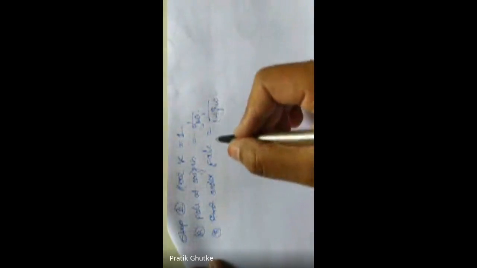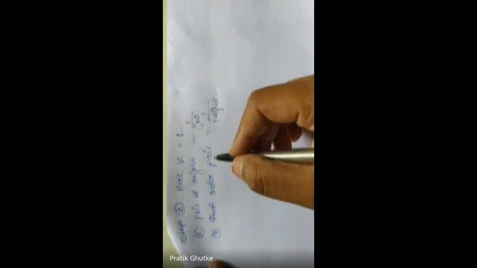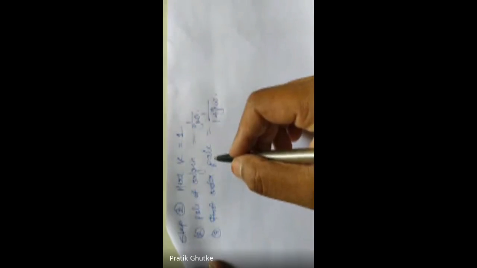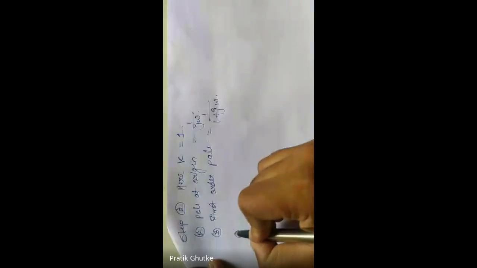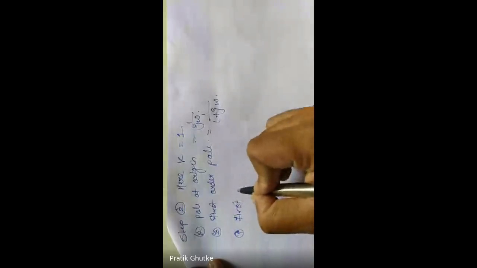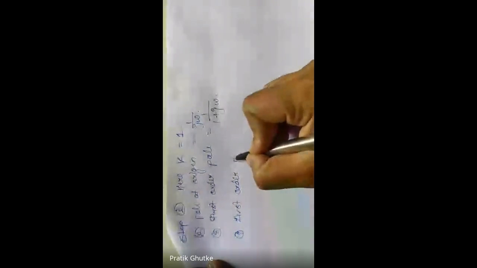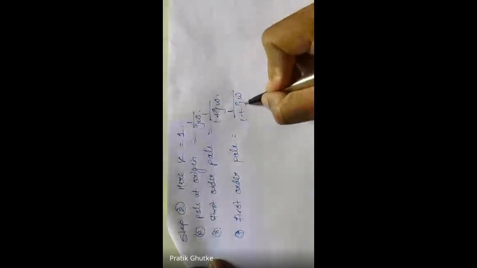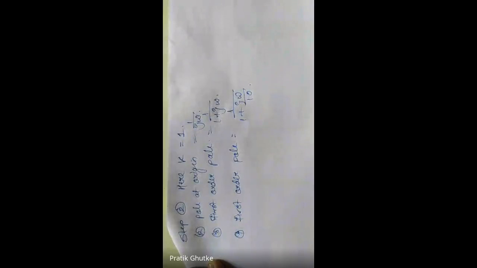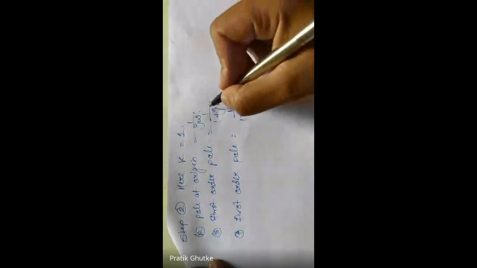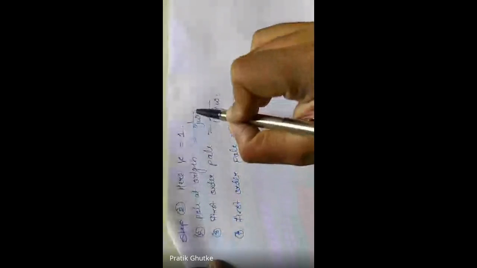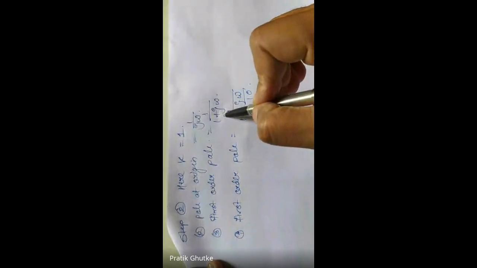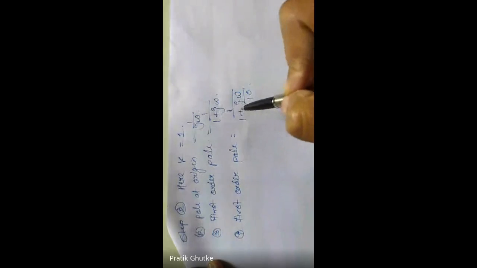Next, is there any other pole? Yes, there is also one first order pole, 1 divided by 1 plus j omega by 10. So I will not calculate the corner frequency for the pole at origin. I will calculate the corner frequency for first order poles only.